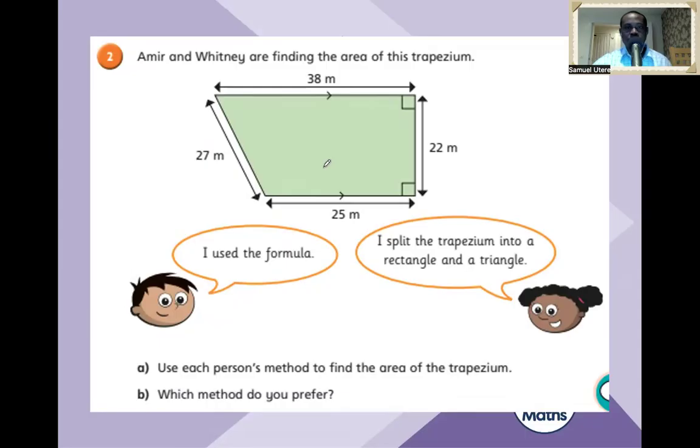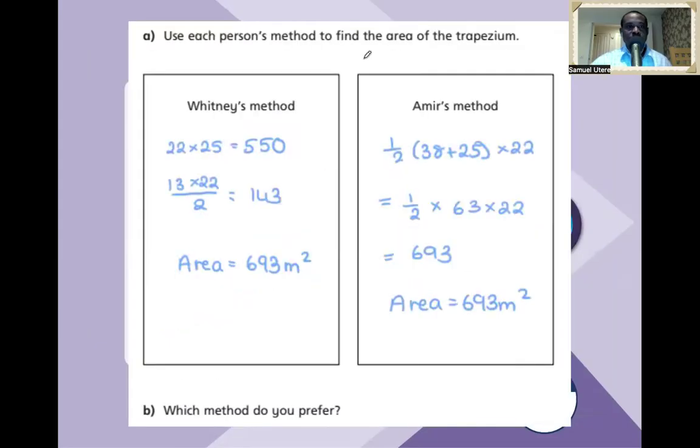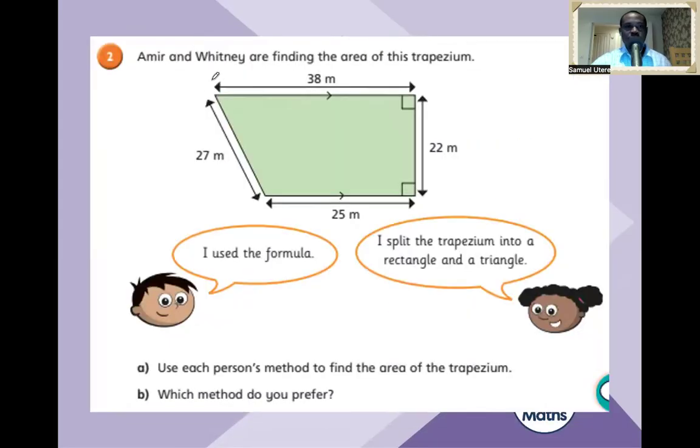Assuming you've paused the video and you've answered the questions, here are the answers. So here we're asked, Amy and Whitney are finding the area of this trapezium. Amy used the formula and Whitney split it into a rectangle and a triangle. You're asked to use each person's method to find the area of the trapezium, and then which method do you prefer?